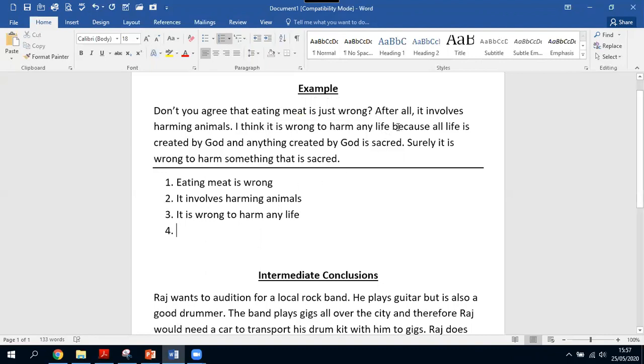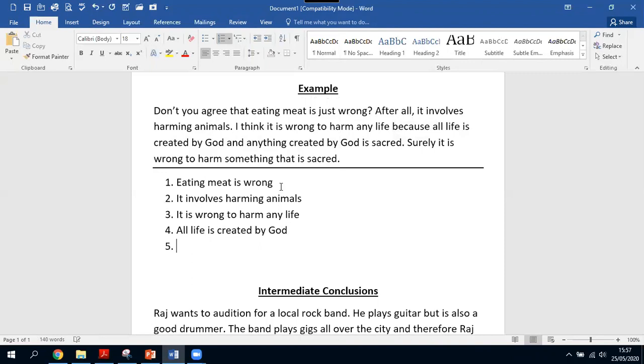And then we've got the next one, because all life is created by God, number 4. So all life is created by God. Number 5, anything created by God is sacred.